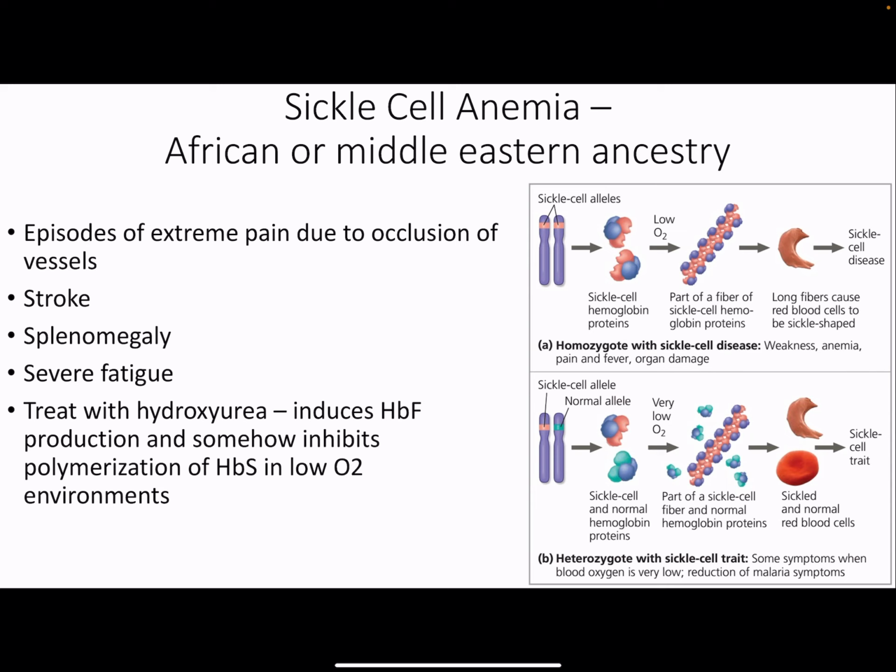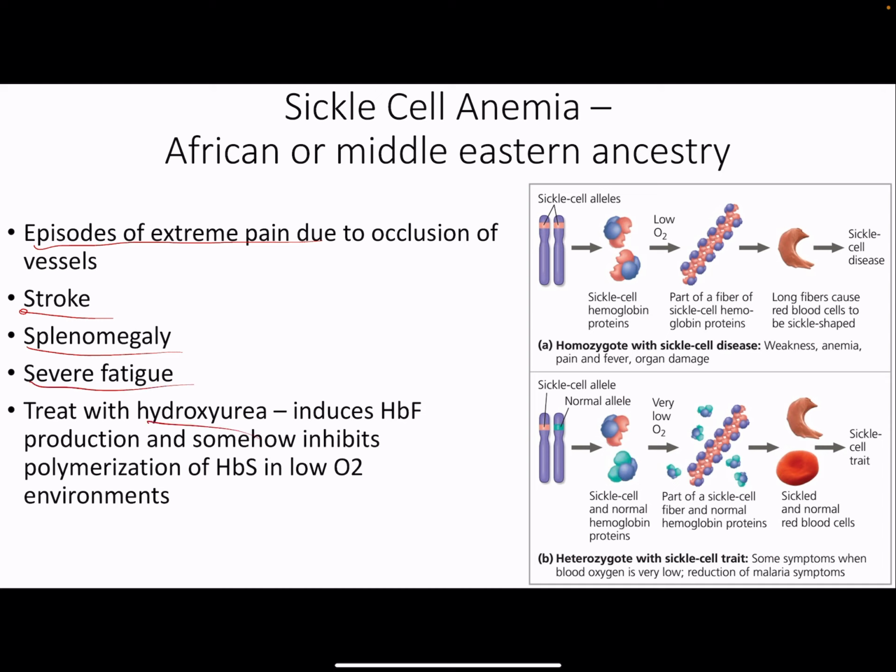People of African or Middle Eastern descent. Vaso-occlusions cause episodes of extreme pain. Could cause stroke due to difficulty for the sickled cells to get through the smaller microvasculature. Splenomegaly is the spleen just trying to, all of these sickled red blood cells have a hard time getting through the spleen. And actually, this can cause destruction of the spleen because it gets just too large. Severe fatigue because you're not getting oxygen delivery.